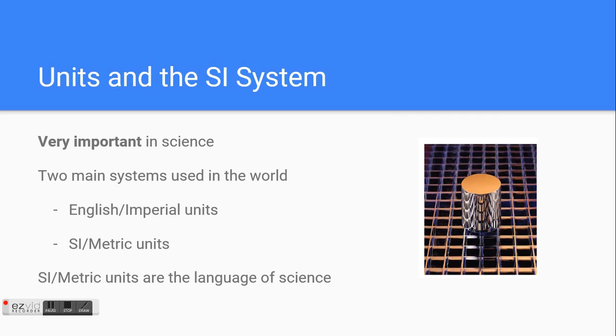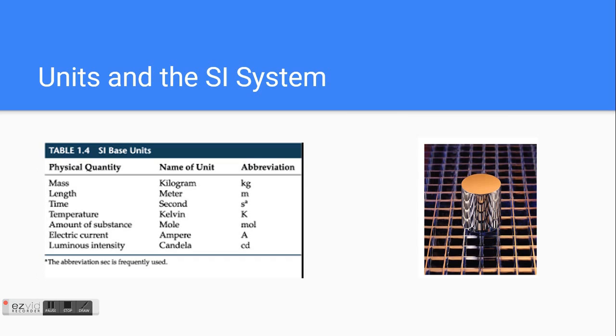Here, in the picture on the right, we actually have the kilogram. This cylinder is the defined unit of exactly 1 kilogram. There happen to be only 7 base units in the SI system, and those 7 units I have shown here: mass, length, time, temperature, amount of substance, electrical current, and luminous intensity. The ones that we'll use most frequently, at least in the first semester, are mass, length, and time.